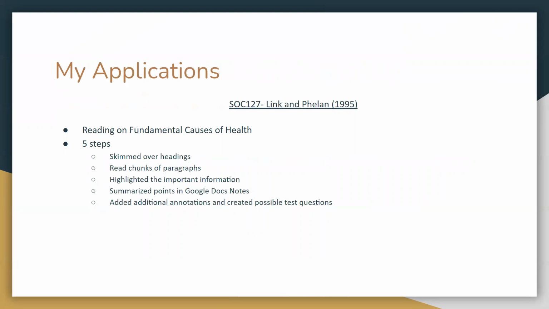I personally use this strategy for the ED10 reflection journal, but I also used it in my sociology reading because I thought it was so helpful when I did it for ED10. I had a reading called Fundamental Causes of Health by Link and Phelan, and I felt like it was going to be extremely difficult, so I decided to use SQ3R. I used those 5 steps we talked about earlier by skimming over the headings, reading my chunks of writing, highlighting all the important information in each section, summarizing those points in my own words in my Google Notes, and adding any additional annotations and creating possible test questions afterwards.